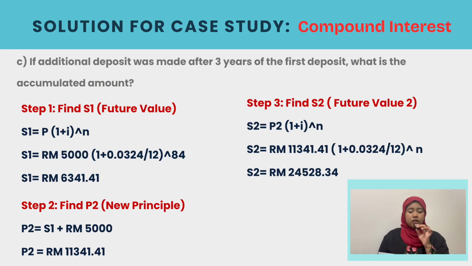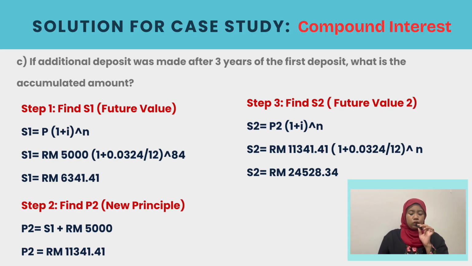Now I will explain the last question, question C. If an additional deposit was made after 3 years of the first deposit, what is the accumulated amount? The first solution is S equals P times bracket 1 plus I to the power of n. S equals 5,000 times bracket 1 plus 0.0324 over 12 to the power of 84, which equals RM6,341.41. That's the answer.